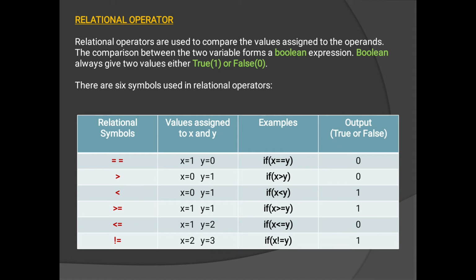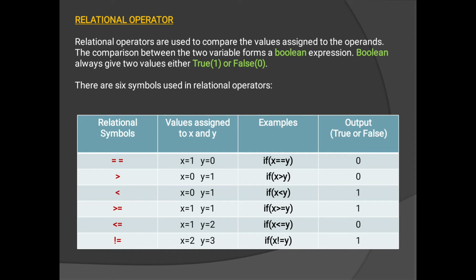The first one is equal to. Here equal to is denoted by two equal signs. Suppose the variable x is assigned the value 1 and the variable y is assigned the value 0. Now the two variables x and y are to be compared. In x you store the value 1 and in y you store the value 0. In the example part, this is how you evaluate a relational operator expression.